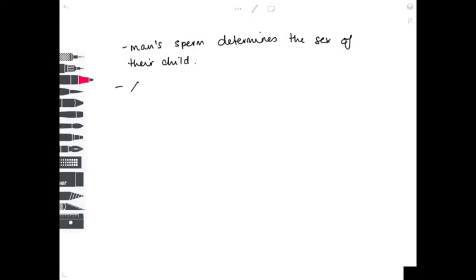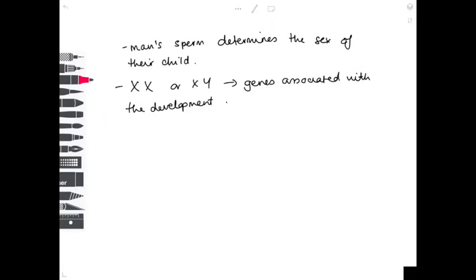the chromosomes, so the XX or the XY, contain lots of genes associated with the development of sex organs. You might not know that they have lots of other roles which might not be to do with sex at all, and they code for characteristics which are completely unrelated to sex.